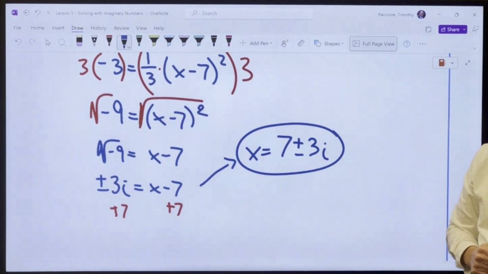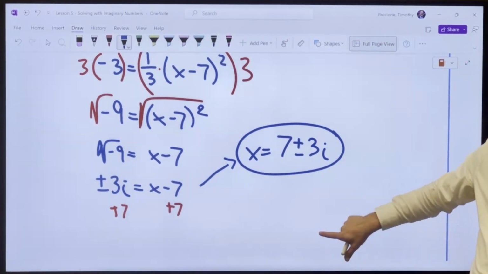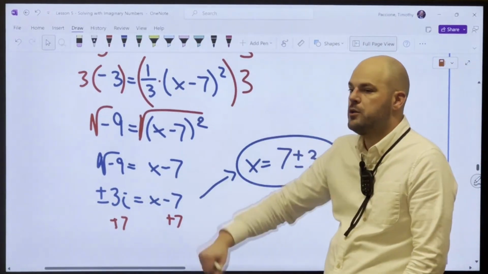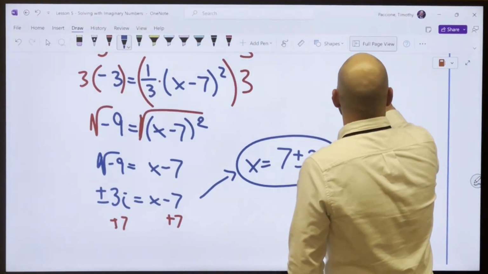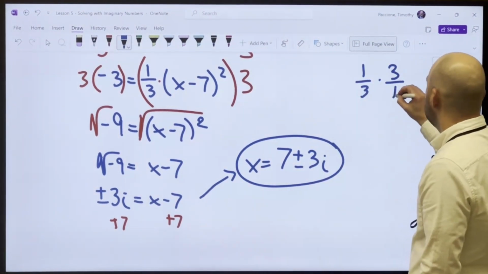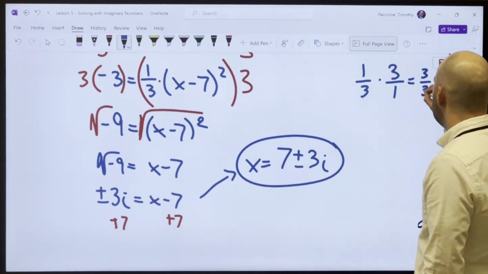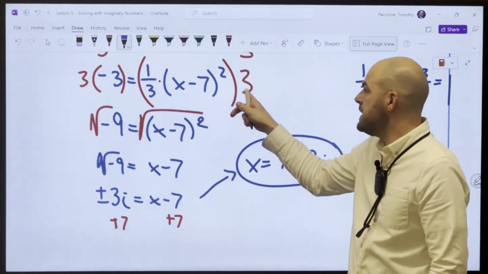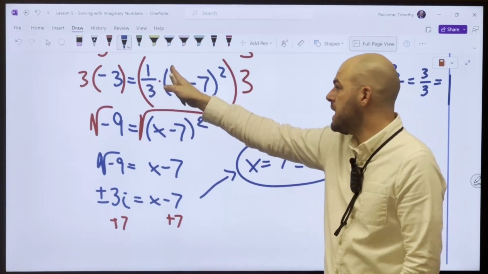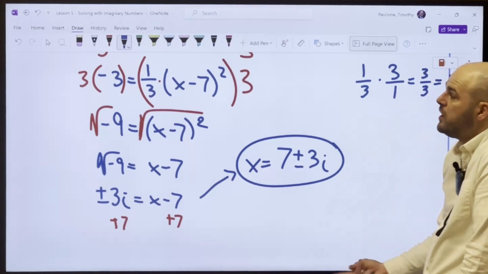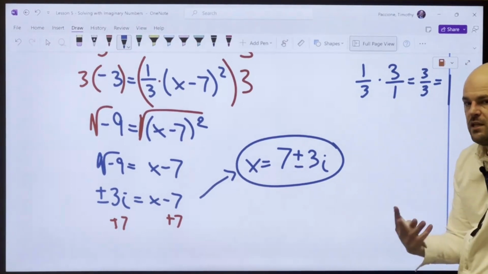Any questions? Yeah? So I wanted the 1/3 to go away, right? Well, 1/3 times 3, how do I do that? I put that over 1. That's 3 over 3. That's 1. So multiplying this times this makes it 1 times that, which is just that. Oh. Yeah. If you want to just divide by 1/3 because that makes more sense, that's fine.